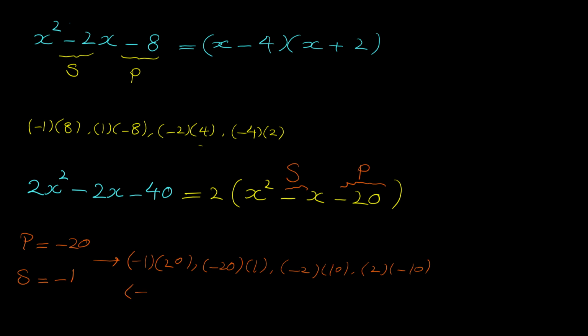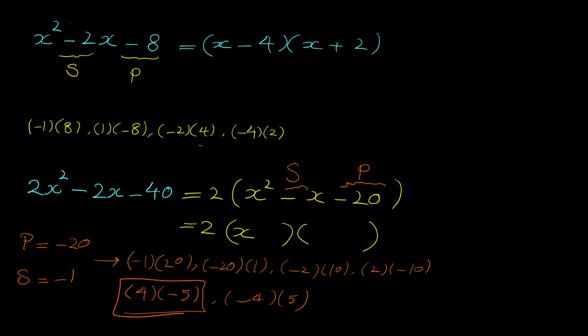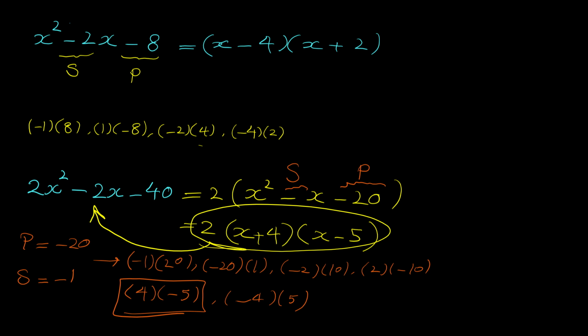What about 4 times negative 5 or negative 4 times 5? If you pay attention, 4 plus negative 5 is negative 1. So the numbers that we are looking for are 4 and negative 5. So we can factor this and write it as, don't forget you have a 2 outside, 2 bracket (x plus 4)(x minus 5). So this is the factored form of this trinomial.